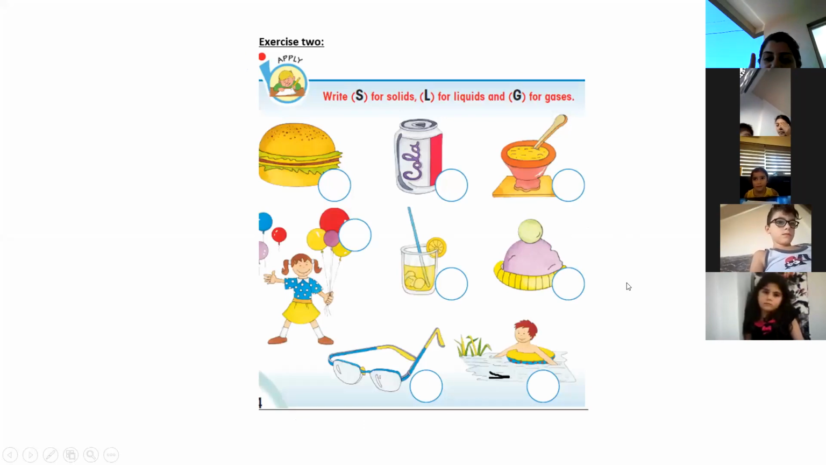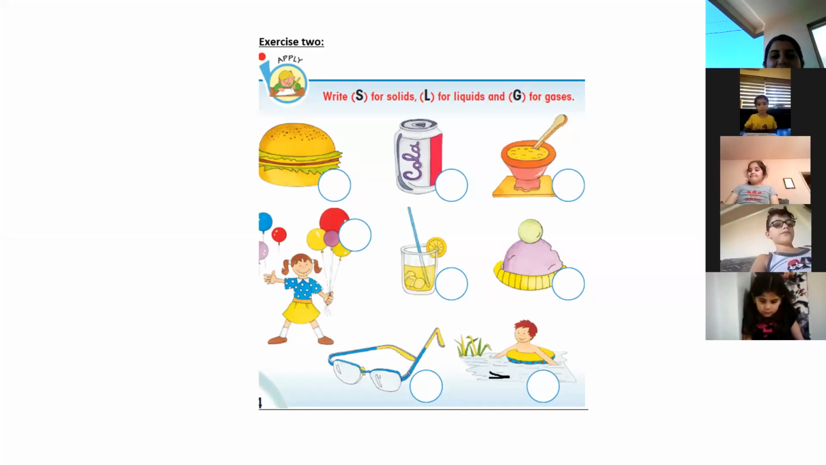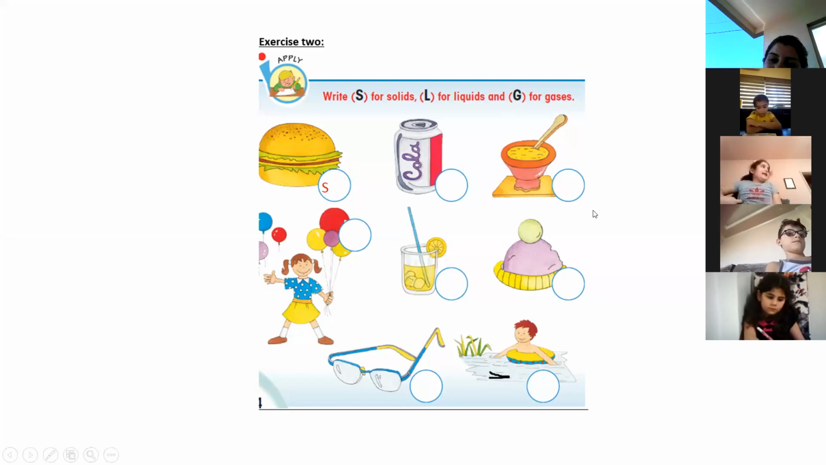We have to write S for solids, L for liquids, and G for gases. The first one, we can see a burger. Who loves burgers? We all love them. Yasmin. Okay, now I can hear you. Do you like burgers? Yes, they're yummy. Is it solid, liquid, or gas? Solid. Why is it solid, Yasmin? Can we hold it or can't we? We can hold it. You can hold it and feel it, right? Okay, let's move on.